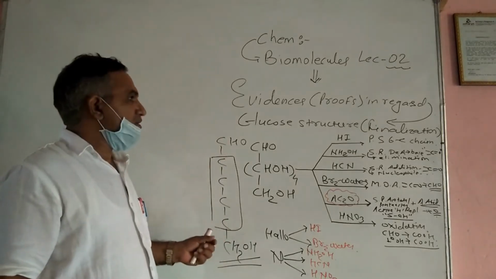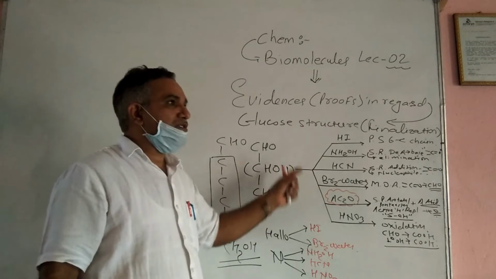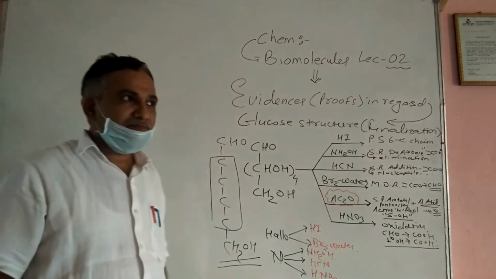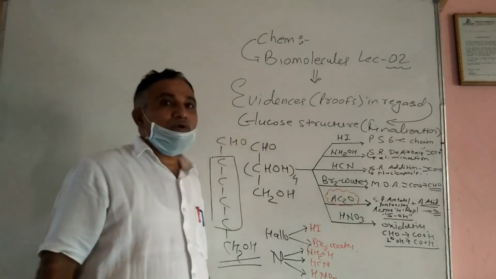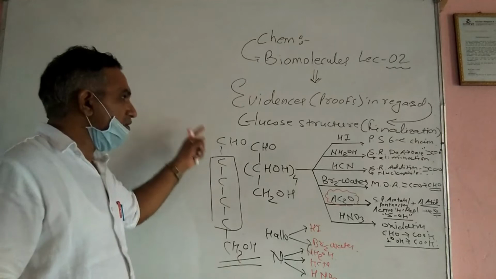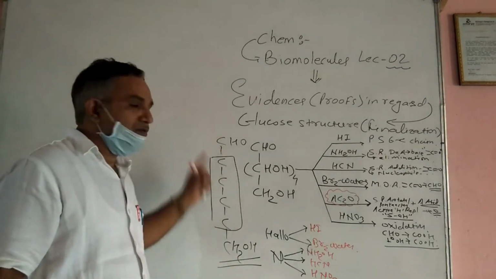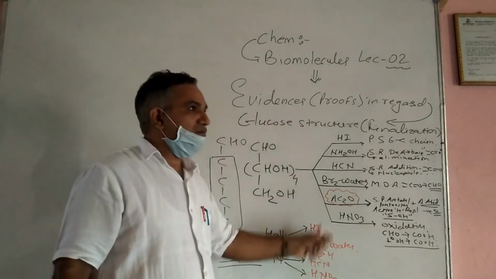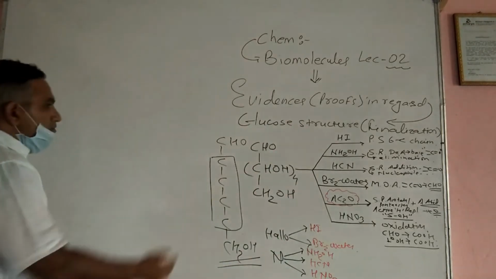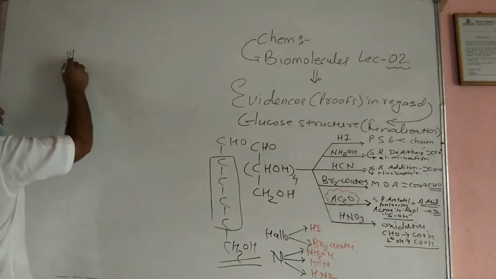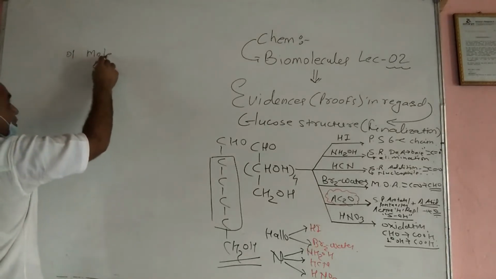So these are the evidences: when you perform the reaction of glucose with this type of chemical reagents, you get the confirmation that glucose has such a predicted structure. So accordingly we will see the reactions one by one. The first evidence about glucose, number 1, is the molecular formula of glucose.